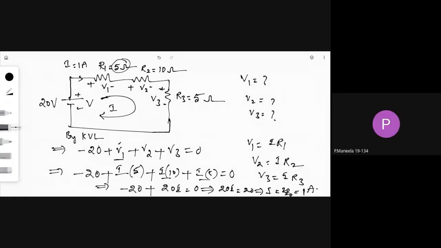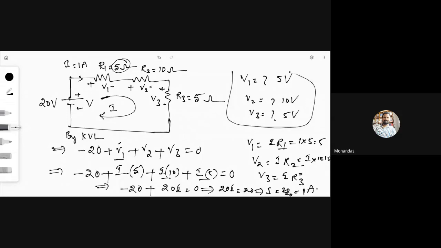Yes, can you tell me what is the V1 value here? 5, sir. Voltage drop across resistor R1. So current I equal to 1 ampere, R1 equal to 5, so total 5 volts. Likewise, V2 is I into 10, this is 10 volts. And I into R3, yeah, very good. V1 equal to 5 volts, V2 equal to 10 volts and V3 equal to 5 volts.